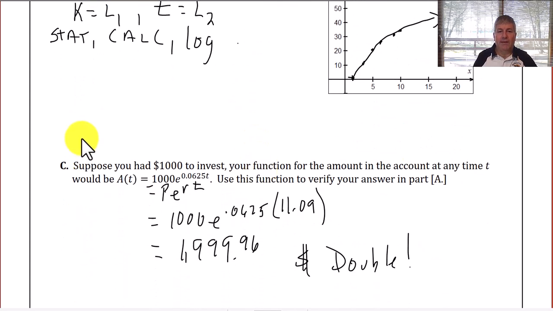And then in C, suppose you had $1,000 to invest. Your function would be 1000 e to the 0.0625t. You might recognize that. That is PERT, where the $1,000 is our principal, e raised to the rt. So that's our continuous compounding. We would go ahead and put 11.09 in for t, and we get $1,999.96, and our money does indeed double.